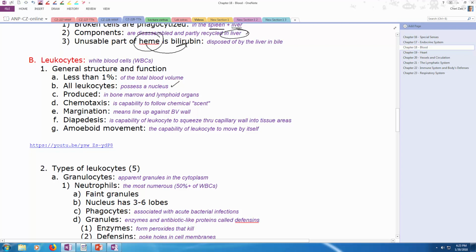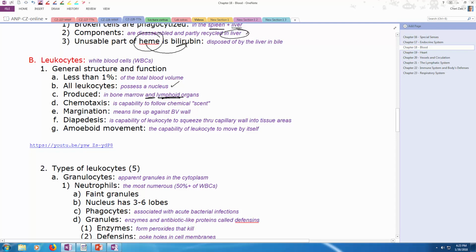They are also produced in the bone marrow, and there's an "and" here, not just the bone marrow, lymphoid organs. So the lymphoid organs will be producing those leukocytes that are of lymphoid nature, which are lymphocytes. So produced in bone marrow, and guess what? It's red bone marrow, and also lymphoid organs.